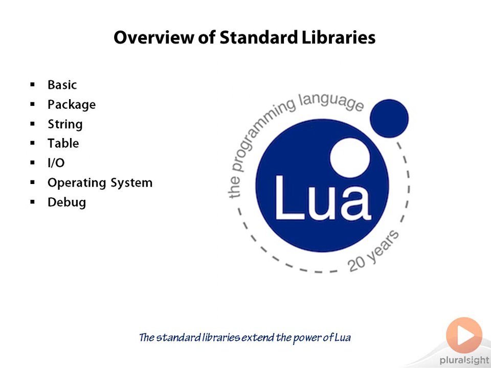Then we have operating system. We've seen a little bit of the operating system when we did the random number. We're not going to go into the details of this one either because it's very, very sparse, but we'll cover basically what's in there in a little bit here.